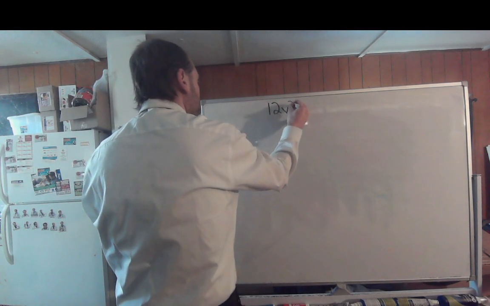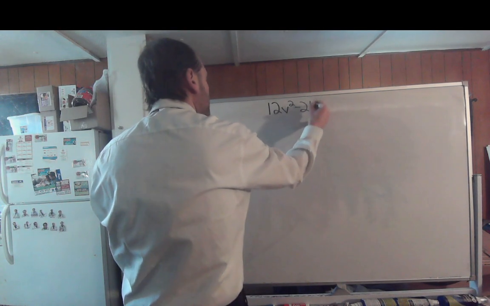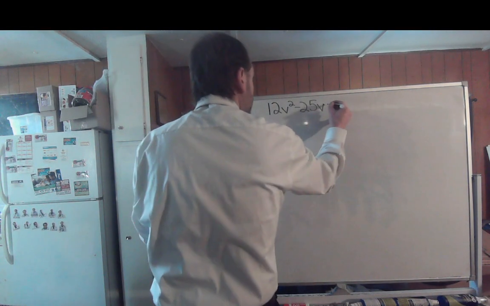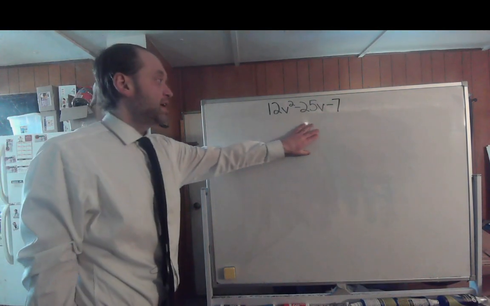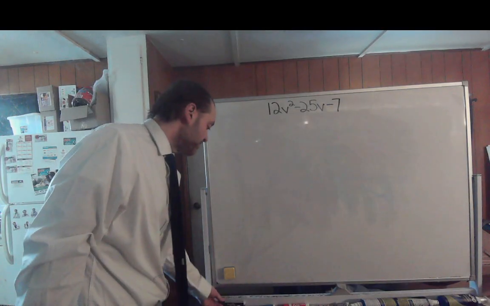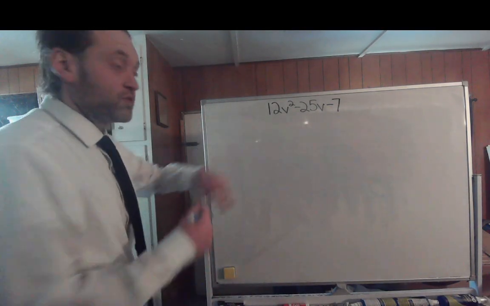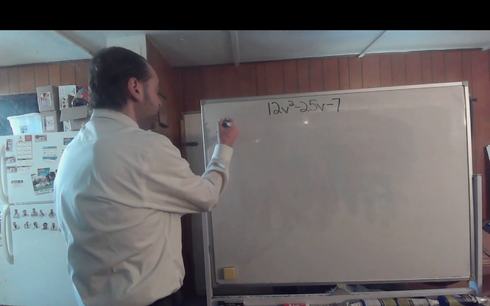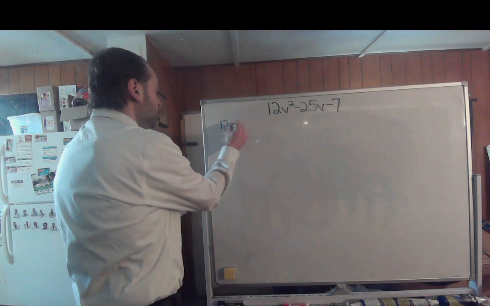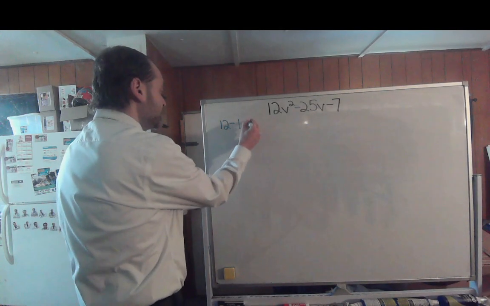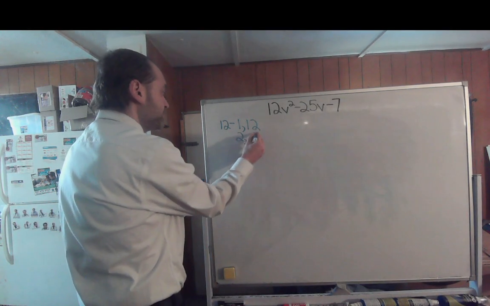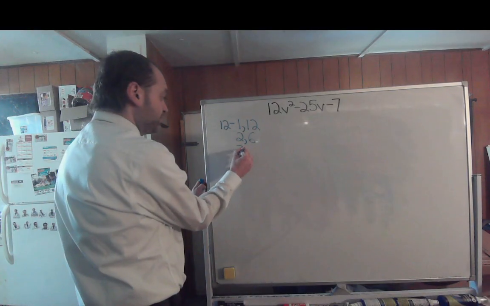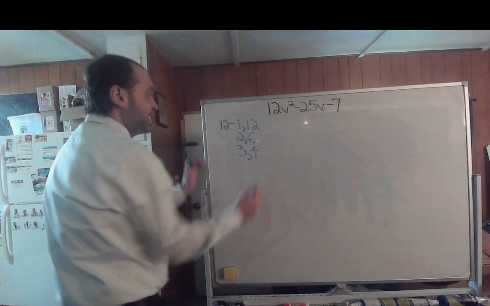12v squared minus 25v minus 7. All right, so we have 12v squared minus 25v minus 7. So let's start with factors of 12 on the v squared term. So factors of 12, well, of course you have 1 and 12. That's a given. You also have 2 and 6. You also have 3 and 4. So those are your 3 sets of factors for 12.